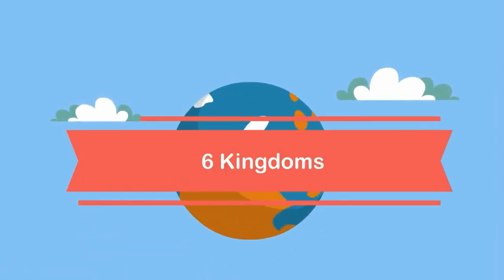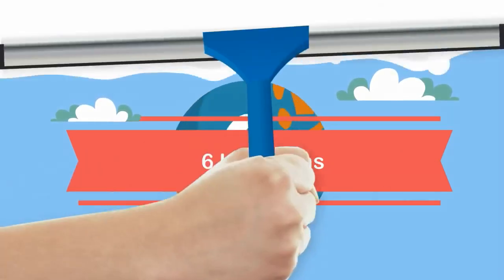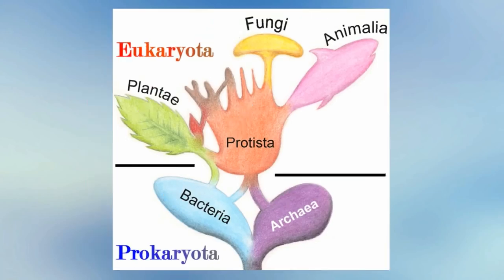In this video, I'd like to look at the 6 kingdoms that are used to classify life on Earth. The 6 kingdoms include bacteria, archaeobacteria, plant, protista, fungi, and animalia. These 6 include all living organisms on Earth. For many years, there were only 5 kingdoms. Kingdom Monera is now divided into 2 kingdoms, bacteria and archaeobacteria. Let's take a look at these 6 kingdoms and their characteristics.